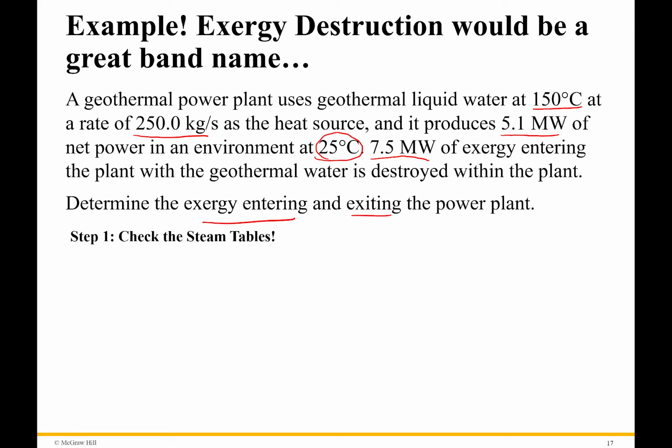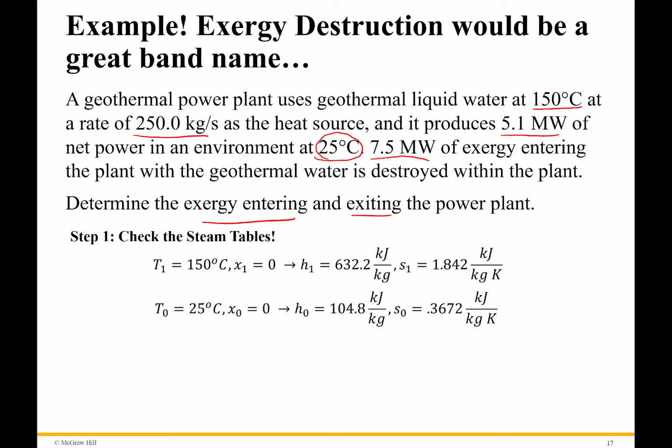So first off, let's check the steam tables. We're going to assume that the water in the environment that we're expelling this into is just a saturated liquid. You're like, what if it's compressed? It doesn't matter. It doesn't change the enthalpy. It really doesn't change the properties that much if it's slightly compressed or subcooled. So we're just going to go with a saturated liquid.